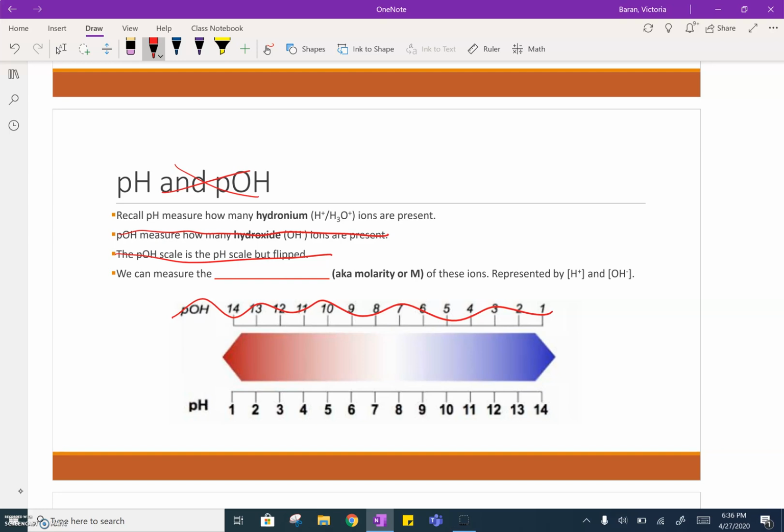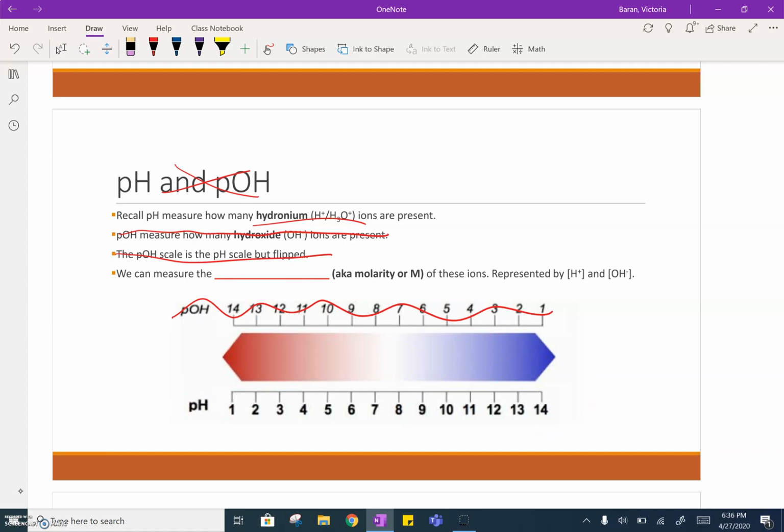So let's just talk about pH, and remember that that is the measure of how many hydronium ions we have, so that H+, H3O+. Remember, if you have a lot of those, you will be acidic and be lower on the pH scale. And if you have very few of those and you have a lot of those hydroxide ions, you will be a base and be higher on the pH scale.